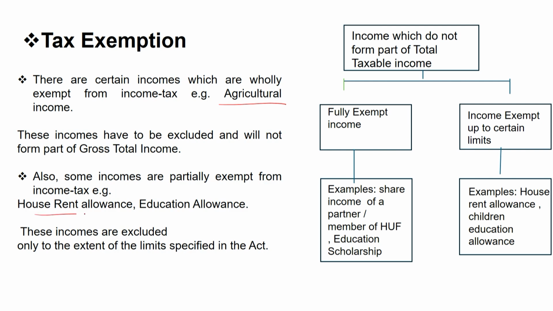So there may be house rent allowance, education allowance. To a certain extent, either fully or partially, they are excluded at the time of calculating the taxes. So basically, income which does not form part of total taxable income, either fully or partially, as discussed in the Income Tax Act, may be exempt in the calculation of total income of the assessee.